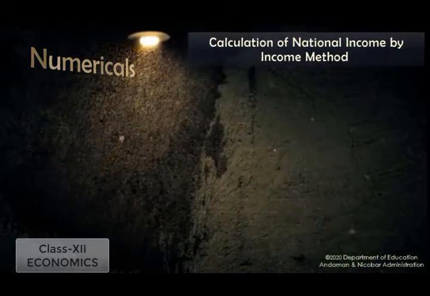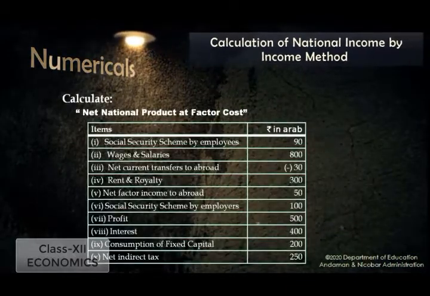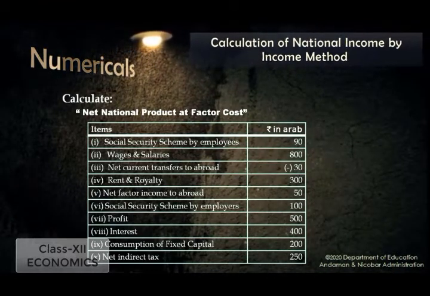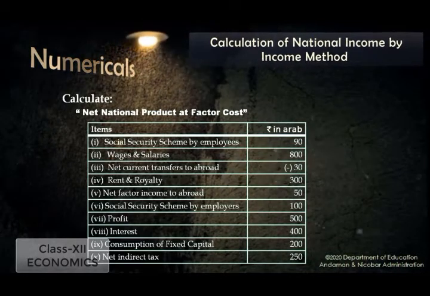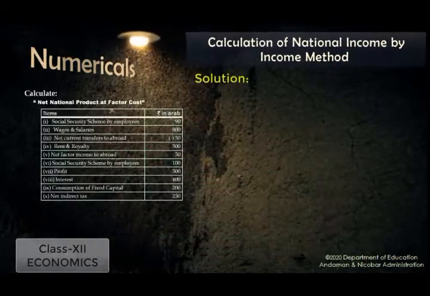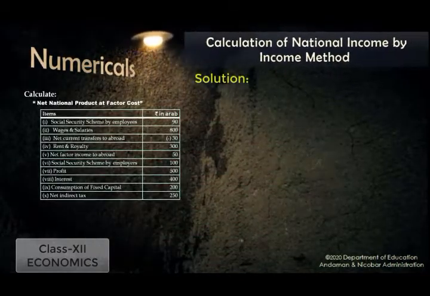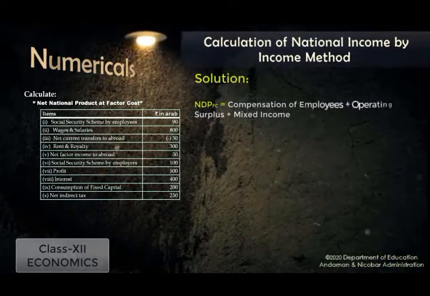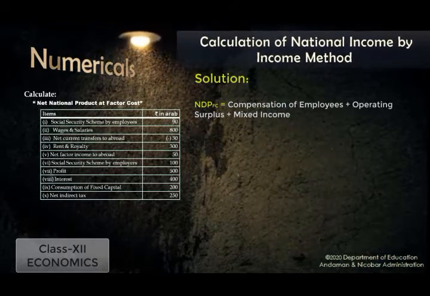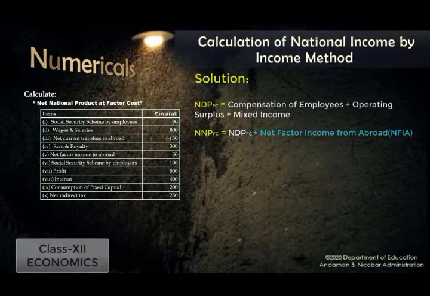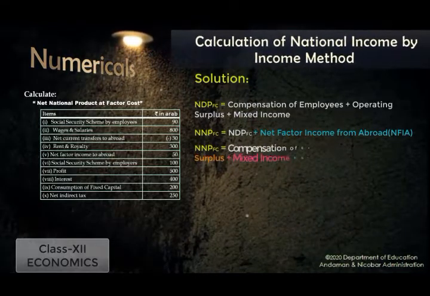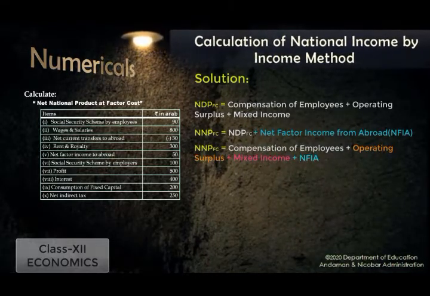Students, look at one more question. Here we need to calculate the value of NNP at factor cost, that is the value of national income. From the items given in the question, how can we get the value of national income? Look here, we know the formula: NDP at factor cost is equal to compensation of employees plus operating surplus and the mixed income. And to get the national income, that is from NDP at factor cost to NNP at factor cost, we need to add the value of net factor income from abroad. So adding all the factors together, we can get the value of national income through income method.